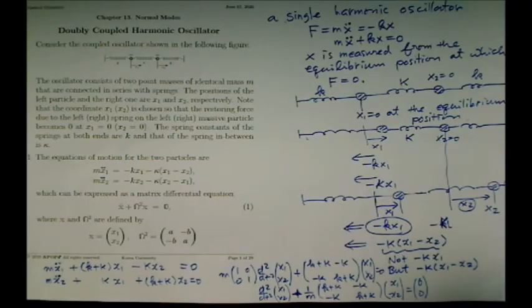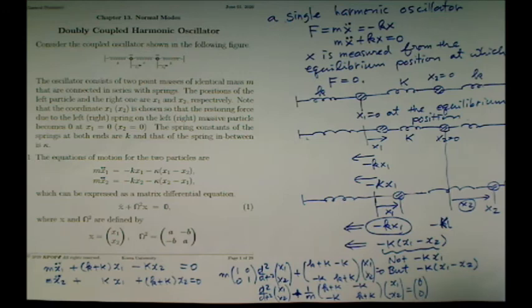In this chapter, we study normal modes. First, we consider a doubly coupled harmonic oscillator. We should study normal modes to consider a system of harmonic oscillators, that means connected oscillators of n degrees of freedom. Here, the degrees of freedom is the number of massive particles in a system.